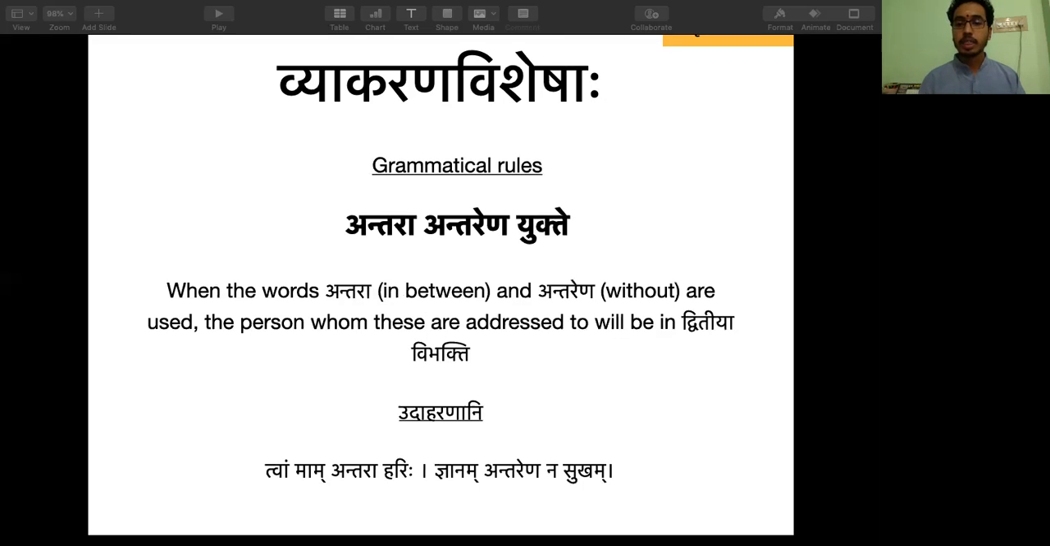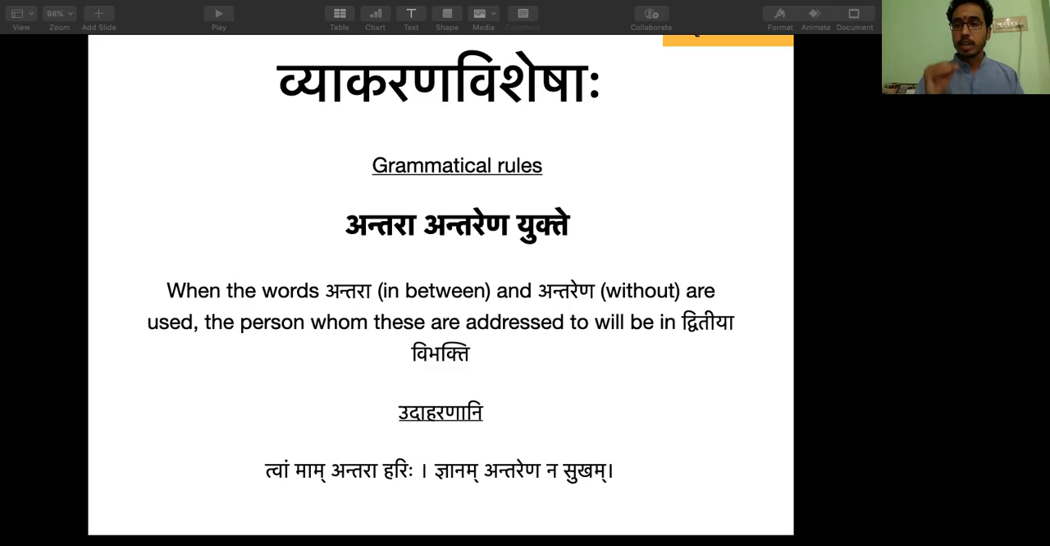Next is Antara Antarena Yukte. There are two words that we are discussing: Antara and Antarena. Antara means in between. So in between you and me, in between the two houses. That is Antara. Antarena is without. When you see the examples, you will come to know. Tvam, Mam, Antara, Harihi. So what is the rule? When you use Antara and Antarena, the word to whom you are referring will get Dvitiya Vibhakti.